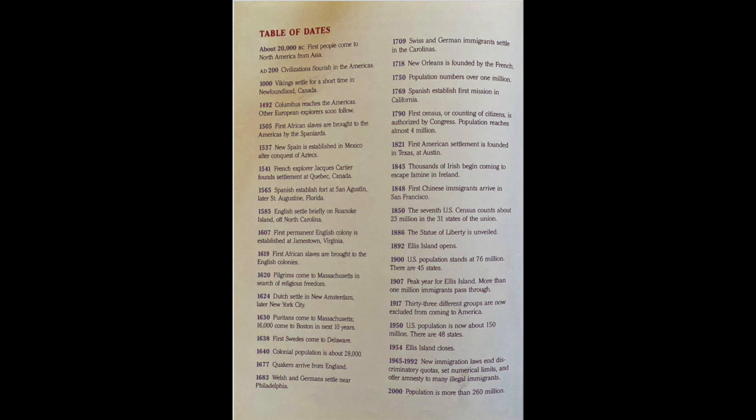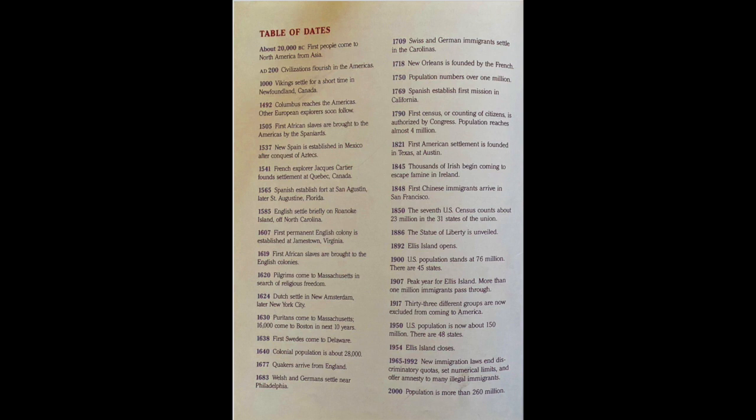1505, first African slaves are brought to the Americas by the Spaniards. 1537, New Spain is established in Mexico after conquest of Aztecs. 1541, French explorer Jacques Cartier founds settlement at Quebec, Canada. 1565, Spanish established fort at San Augustine, later St. Augustine, Florida. 1585, the English settle briefly on Roanoke Island off North Carolina. 1607, first permanent English colony is established at Jamestown, Virginia. 1619, first African slaves are brought to the English colonies.